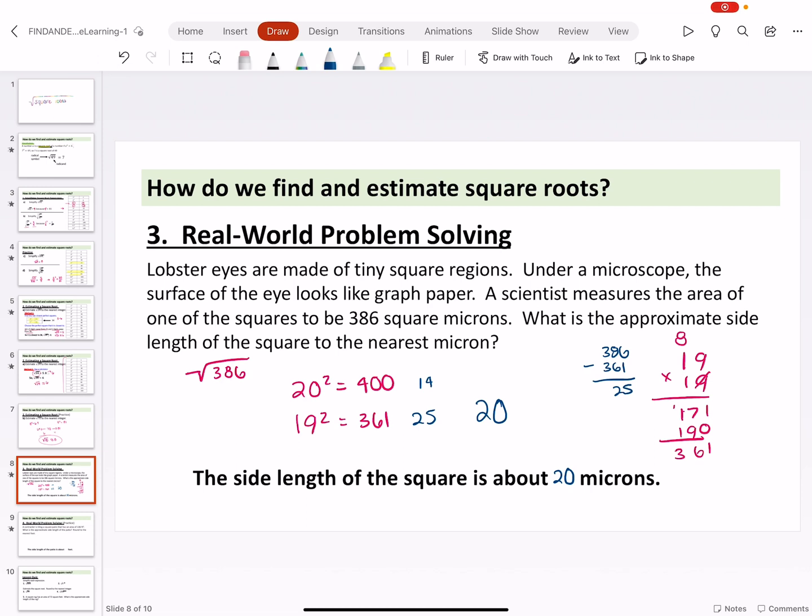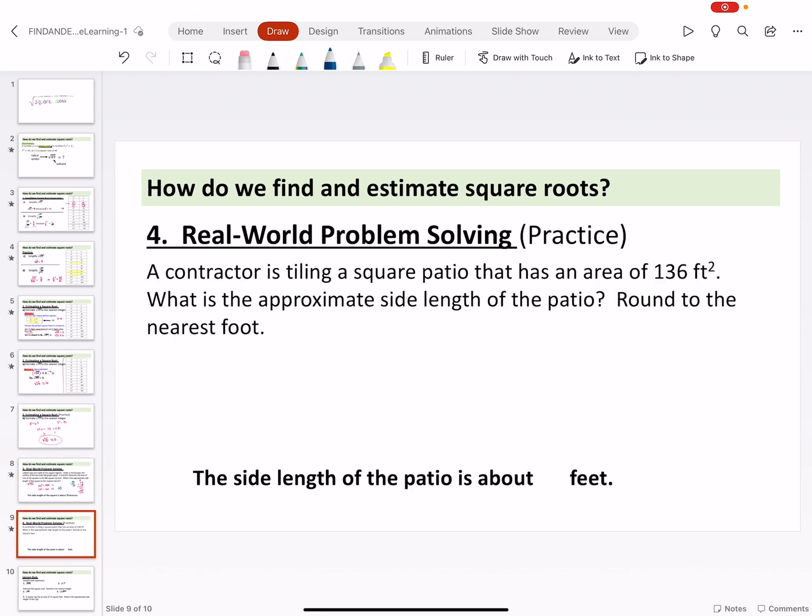Again, if you need to pause and reflect on what happened or go through the problem yourself, you are more than welcome to. All right, another one. A contractor is tiling a square patio that has an area of 136 feet squared. What is the approximate side length of the patio? Round to the nearest foot.